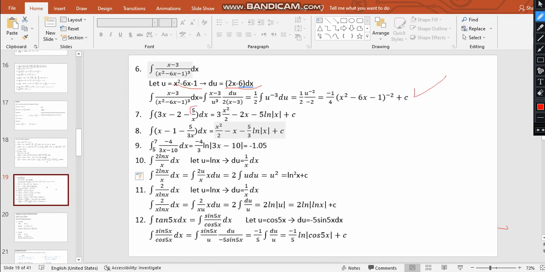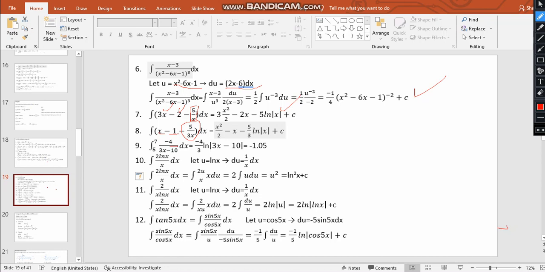Here we start with the logarithm. We said the integral of dx over x is ln |x|. So the integral of 3x is 3x squared over 2, minus 2x, and minus 5 ln |x|. Don't forget to put the absolute value. Here you have x squared over 2 minus x minus 5 over 3 ln |x|. Don't forget the integral of dx over x is ln |x|.